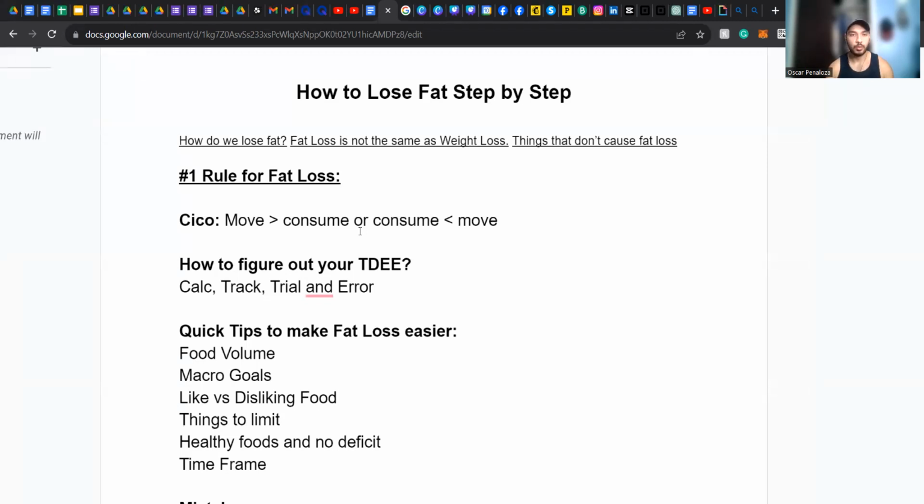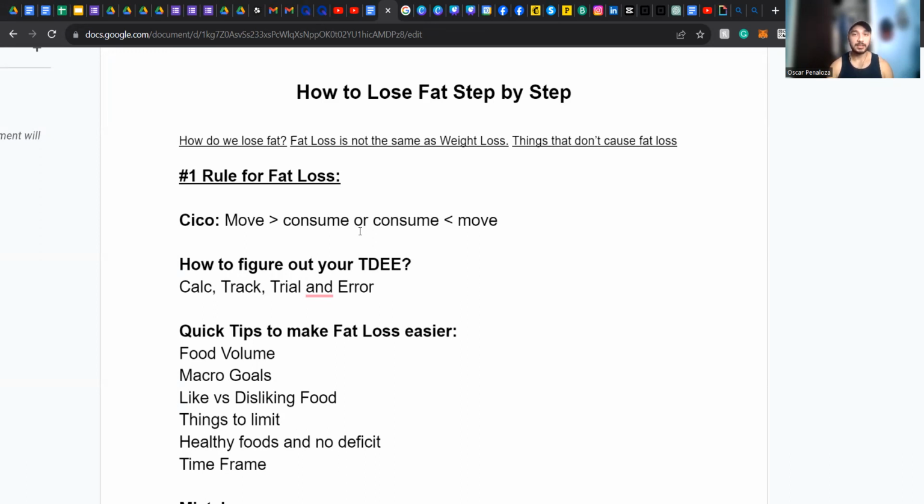So whenever we want to change our body composition, basically the way our body is structured, how we look, we want to lose fat. We don't always care too much about losing weight. You can lose fat and not lose weight. That's kind of like a topic for another video, but let's not confuse fat loss with weight loss.